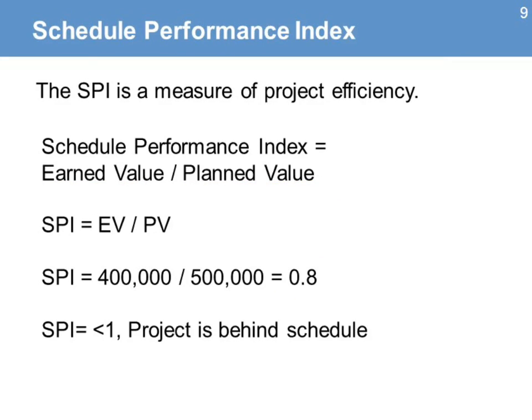Schedule Performance Index is another measure of project efficiency. Schedule Performance Index equals earned value divided by planned value. From the chart in the example, we get the following values. SPI equals 400,000 divided by 500,000 equals 0.8. That value is less than 1, which means that the project is behind schedule.